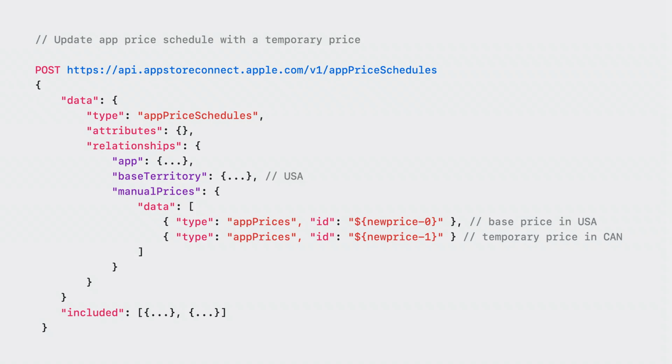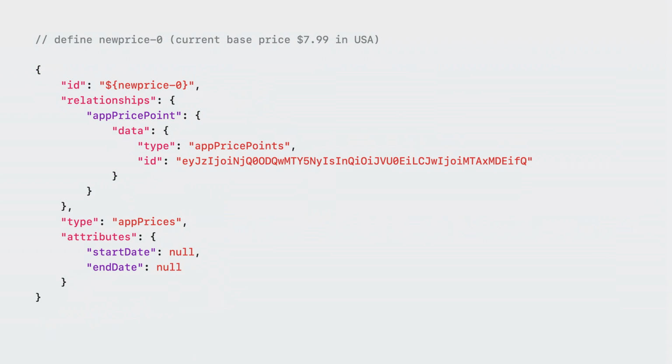To schedule a temporary menu price, I will use the Post App Price Schedules API to override my current price schedule. Replace the menu prices with the base price and the new temporary price in Canada. Before I define a temporary price in Canada, I need to define the current base price in USA. I will not change this price.